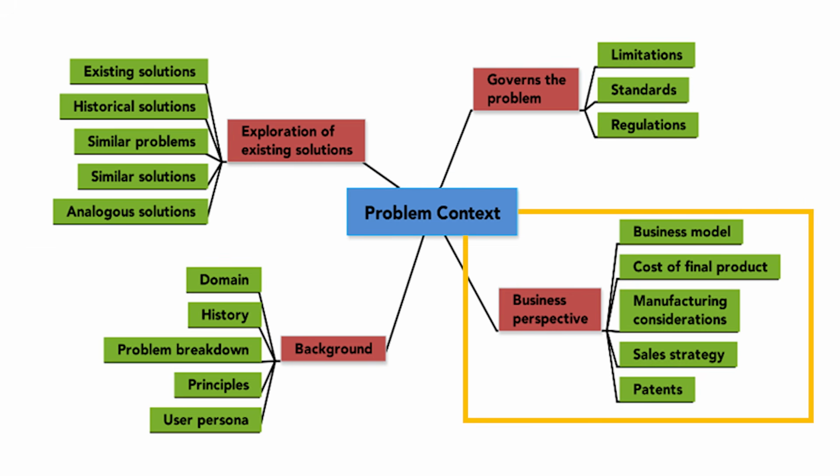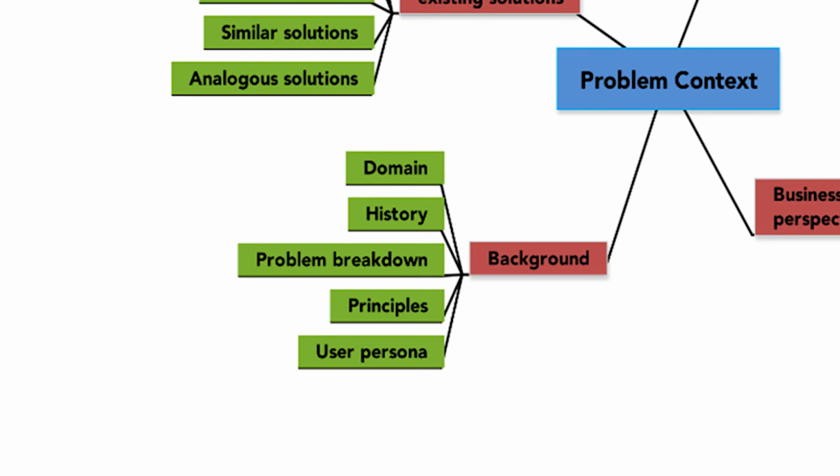You can see the 4 areas that I just mentioned, including background, existing solutions, topics that govern the problem, and business perspectives. When describing the basic background of your problem, you should include relevant terminology and definitions, domain basics, the history of your problem, a breakdown of your problem, the physical principles governing the problem, and the user persona.